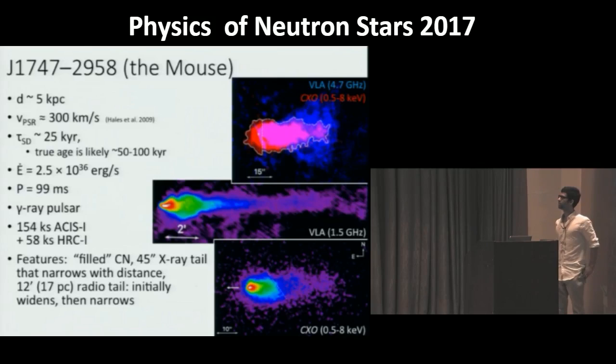It's also seen in gamma rays as well as in radio, and it features this filled morphology similar to B0355. The X-ray nebula narrows with distance, and then it has this extremely long 17 parsec radio tail that initially widens, but then it narrows. And I think it's one of the longest pulsar tails seen.